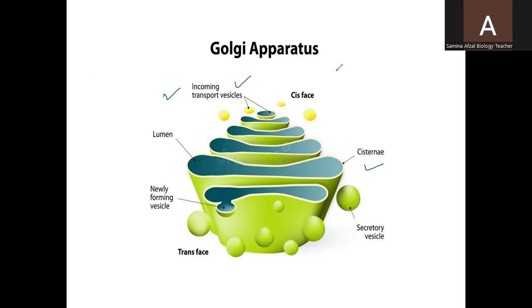And these are the formation of secretory vesicles, or you can say a pinched off vesicle, which is a new vesicle pinched off from this cisternae. In this way, a secretory vesicle will be formed having the secretory material inside.